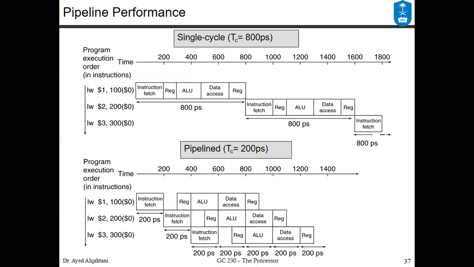It's also good to notice that when you are reading from the register, you are reading in the last half of the cycle. When you are writing to the register, you are writing in the first half of the cycle. This way, when you have two instructions, both of them accessing the register file, this could happen because one of them is working on this half and the other will work in the first half.